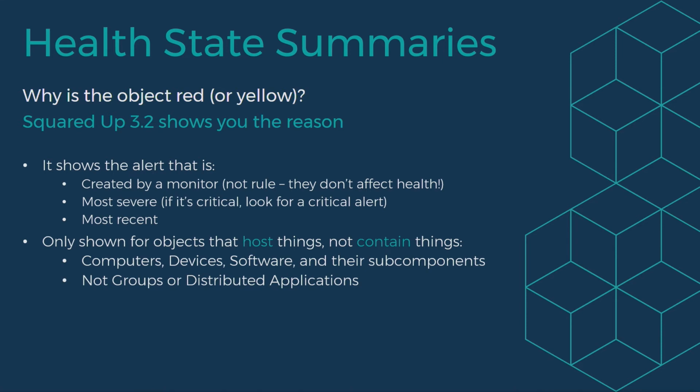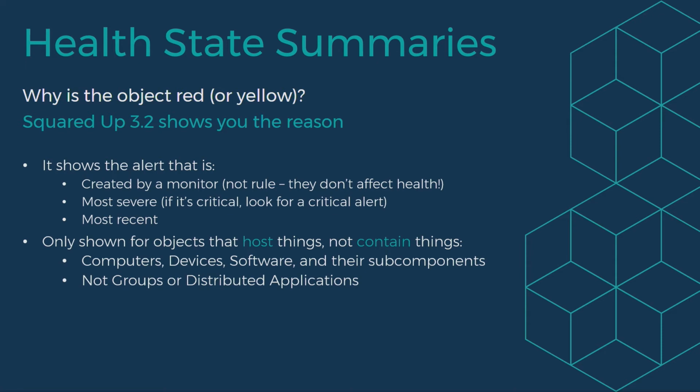Something we'll look at in the demo is that you will sometimes see objects that don't have a health state summary. It'd be red, but there's no explanation of why it's red. One reason for this is that health state summaries only work for objects that host things, not contain things. A computer hosts things like disks, operating systems, databases, and so on, so we can quite easily detect that an alert or monitor on the disk is affecting the computer health state. Health state summaries are not available for things like groups or distributed applications because they contain objects.